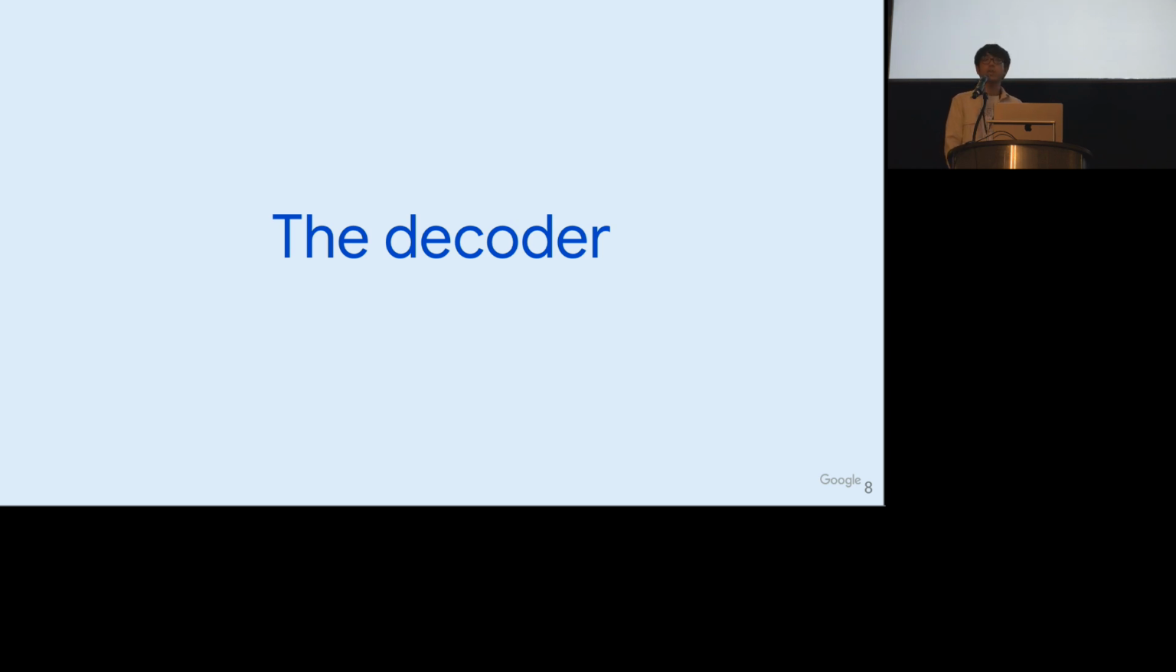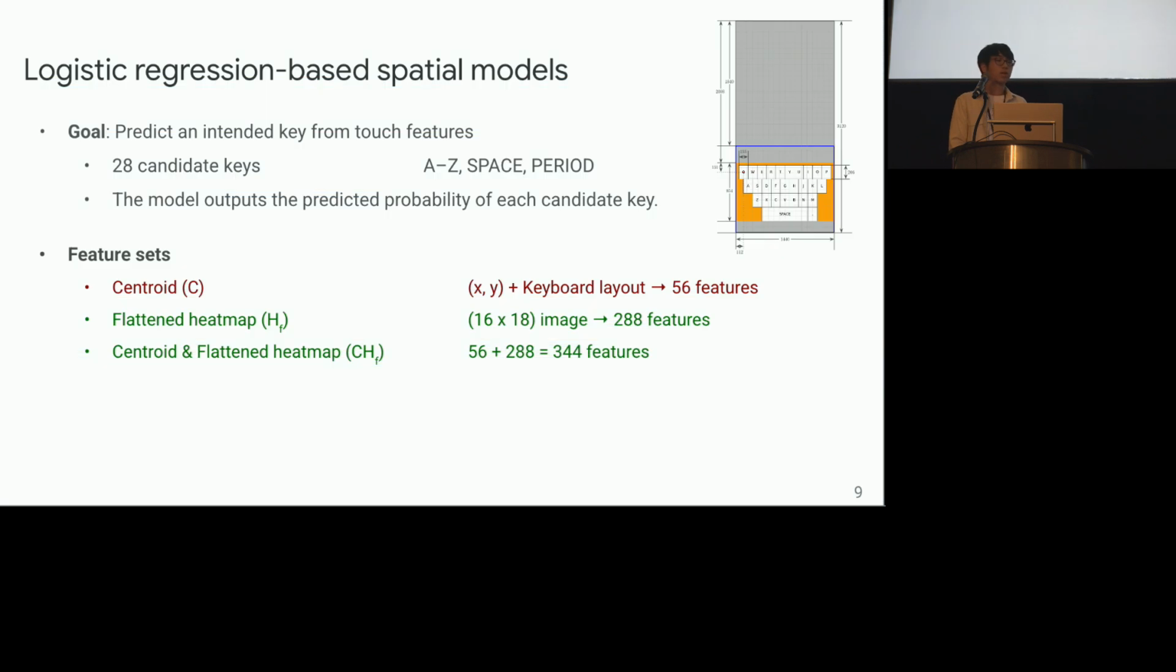Let's start from the decoder we implement to utilize the touch heat map. We choose logistic regression-based spatial models for their efficiency and simplicity. And we implement this model to predict the key from the touch features. Here we focus on 28 candidate keys, including A to Z, space, and period. And the spatial model outputs the predicted probability of each candidate key.